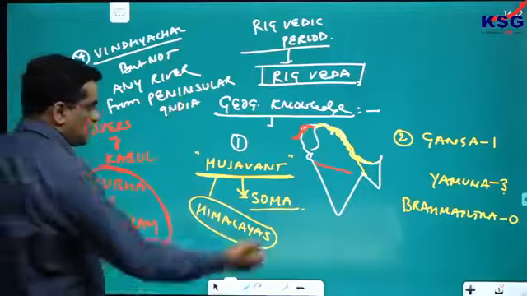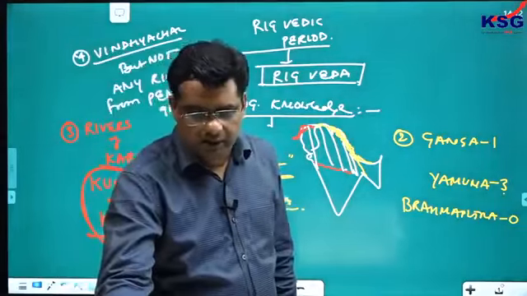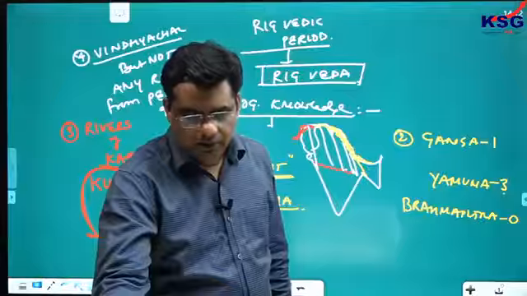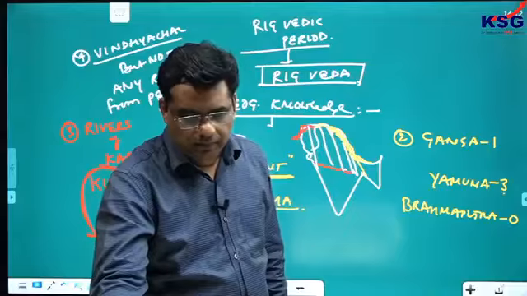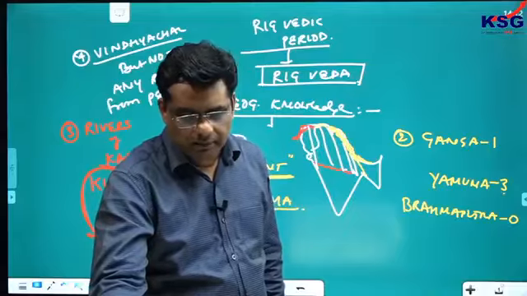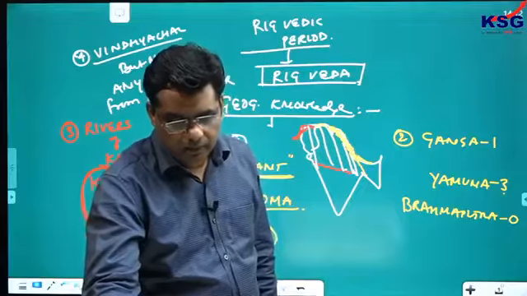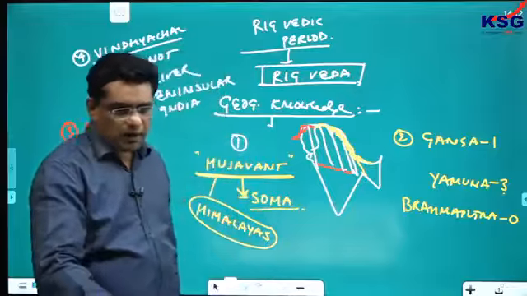So this is the location of the Rig Vedic Aryans. This is the geographical information of the early Aryans, and these are the geographical limitations of the early Aryans.